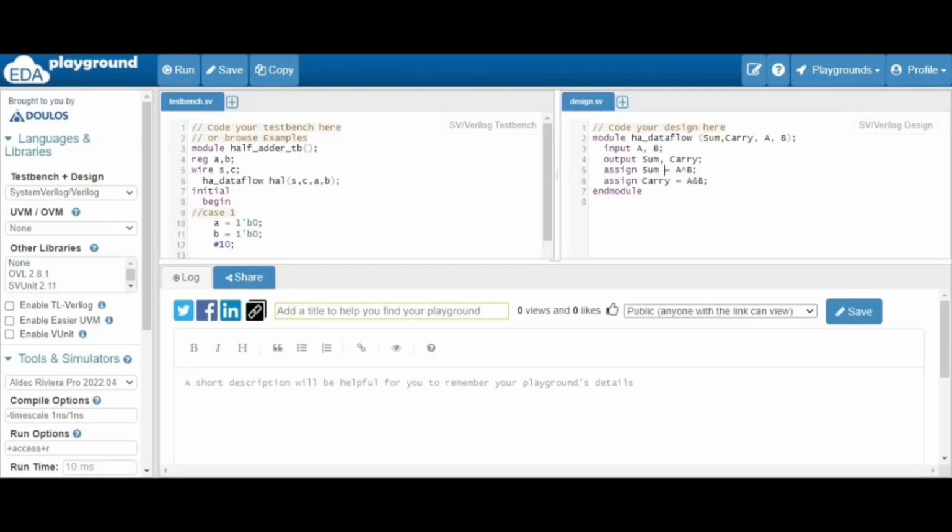This is the code, and it is very simple. Only these two lines are different.